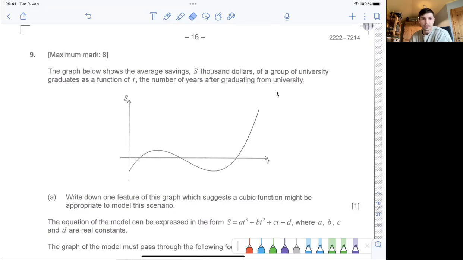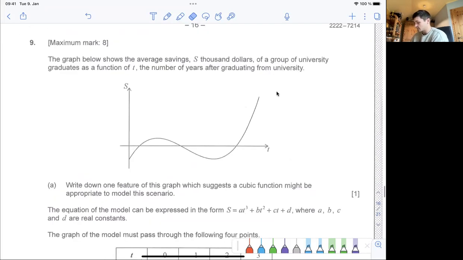Question 9. The graph below shows the average savings in $1,000 of a group of university graduates as a function of T, the number of years after graduating from university. Part A asks, write down one feature of this graph which suggests a cubic function might be appropriate to model this scenario. We have a few features that we could use to suggest that this is a cubic function. We only need to state one, though.